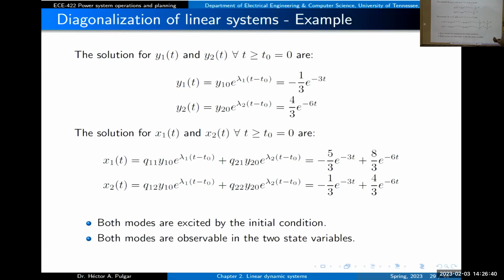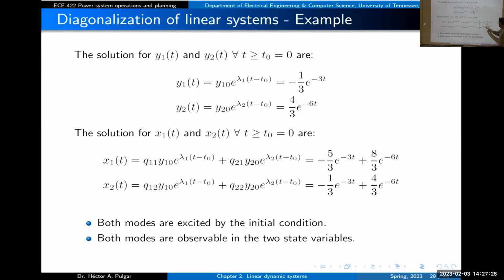And how do we obtain the solution for x1 and x2? We take Q and multiply by the vector y, where the first term is going to be this one, and this is going to be the second term of that vector. When you do that, you get the solution for x1 and x2. Basically, this is the coefficient in the first row, first column of the matrix Q multiplied by this, and this is the coefficient in the first row, second column of that matrix Q multiplied by this term. That's the solution, and something similar for x2. So in this case, it's straightforward.